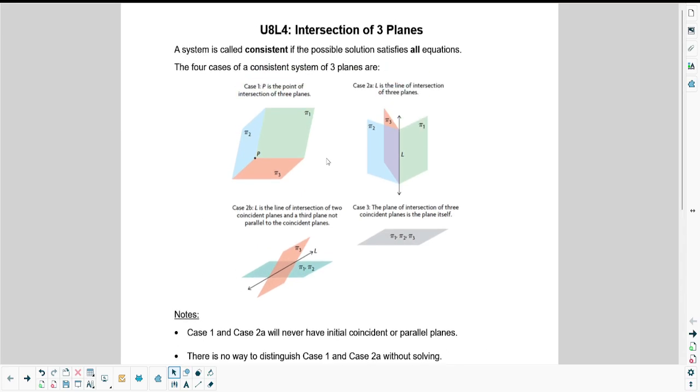Now, these are for consistent systems, though. So there is a solution, and the solution works for everybody. That is not always the case, though.